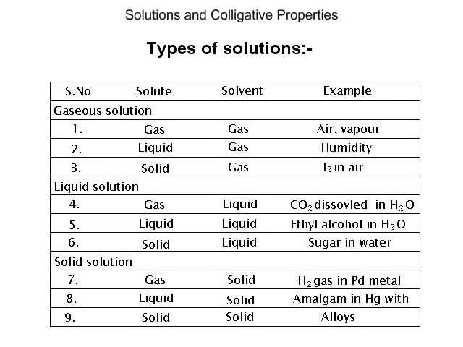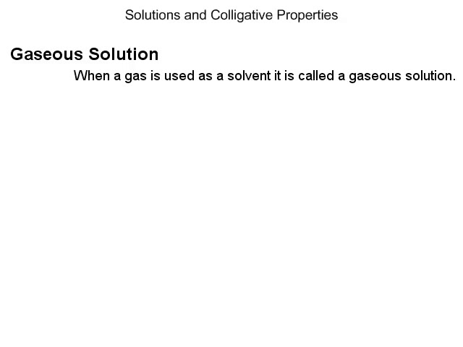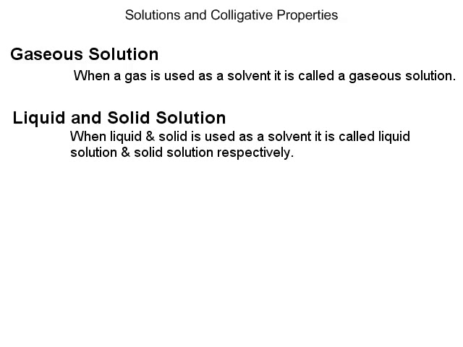Types of solutions. A chart of different types of solutions is given below. Gaseous solution: when a gas is used as a solvent, it is called a gaseous solution. When liquid and solid are used as a solvent, it is called a liquid solution and a solid solution respectively.